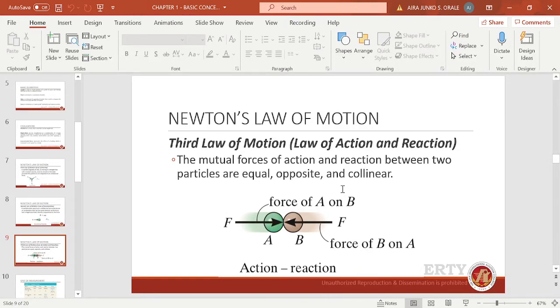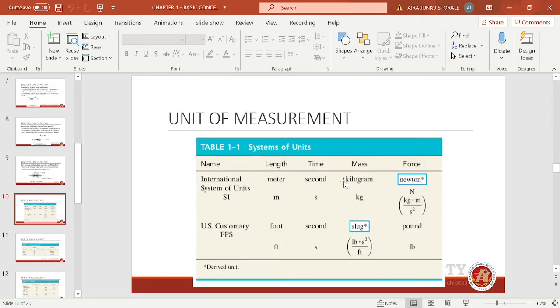The third law of motion, the law of action and reaction. As per Newton's third law of motion, in basic understanding we can say each and every action has an equal and opposite reaction. So the mutual forces of action and reaction between two particles are equal, opposite and collinear. And that is also the principle for the development of rockets and aircraft propelling forward. That all comes with Newton's third law of motion.